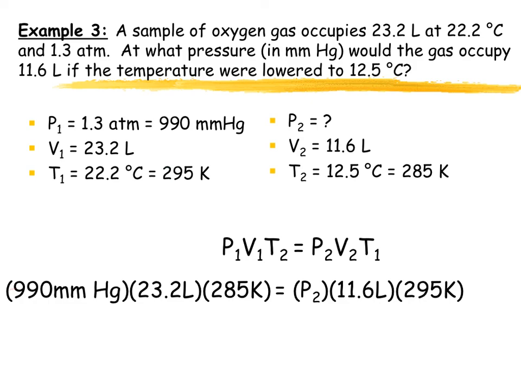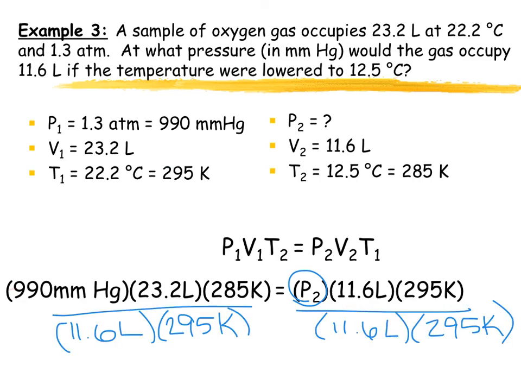And now it's time for the algebra. How do we isolate P2? I'm going to divide both sides by 11.6 and 295. On the right-hand side, 11.6 liters cancels completely, and 295 Kelvin cancels completely, leaving only P2. On the left-hand side, the units are what cancels. Liters cancels with liters, and Kelvin cancels with Kelvin, leaving millimeters of mercury as the only unit for my left-hand side. Now it's time for the calculator.